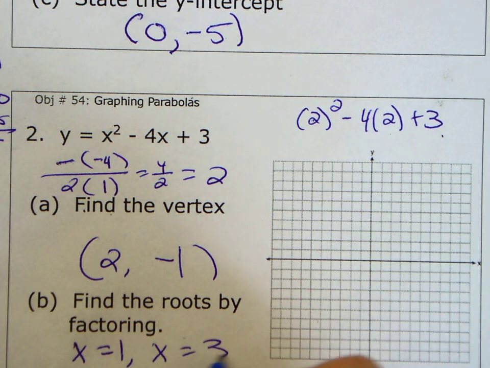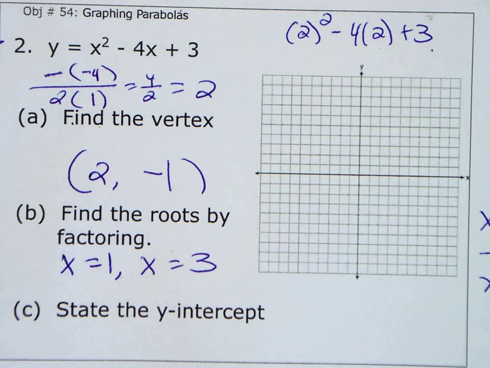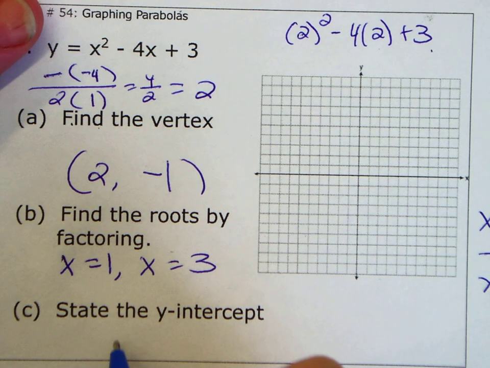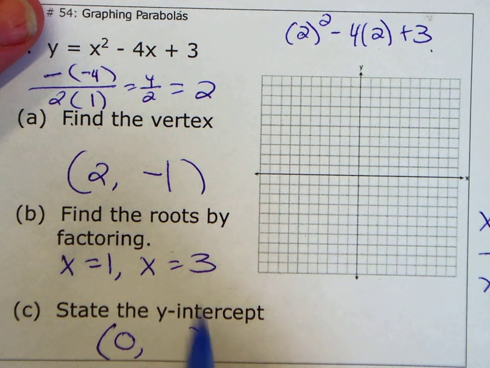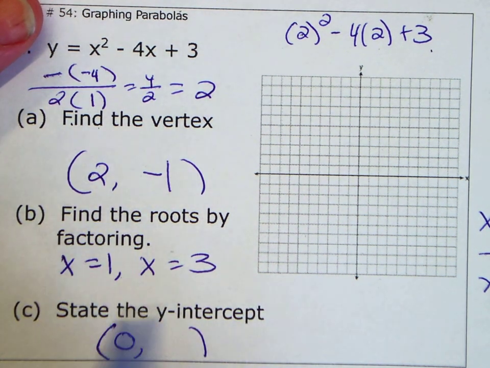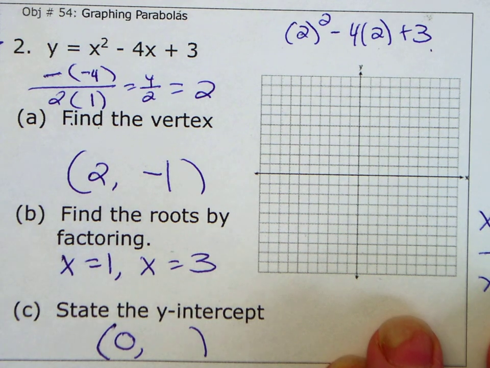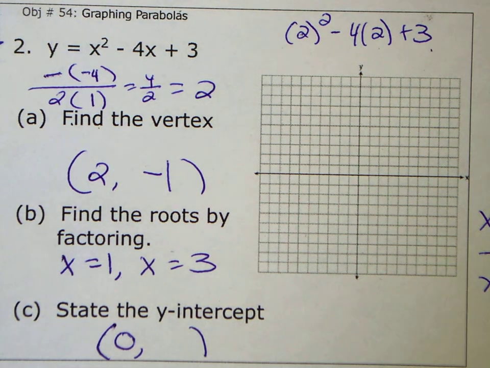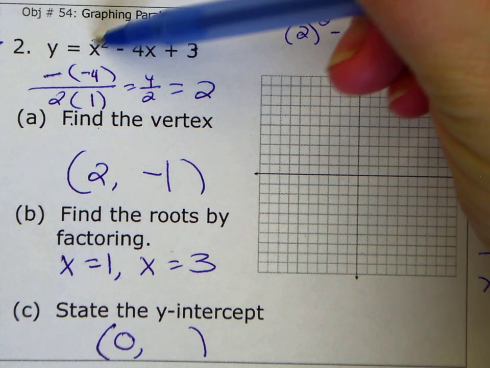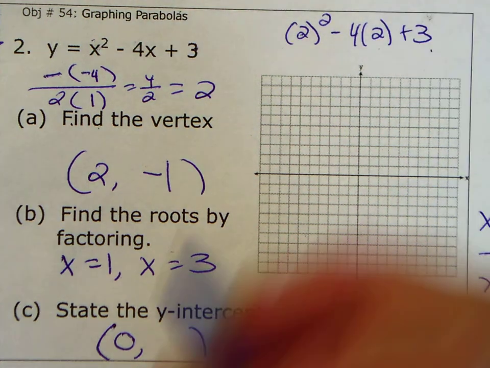X equals 3. And then finally state the y-intercept. Remember, the y-intercept is where the x is 0, just like the roots are where the y is 0. When you look at the equation, what's the y-intercept? It's just 3. This is 0, this is 0, you're left with 3.